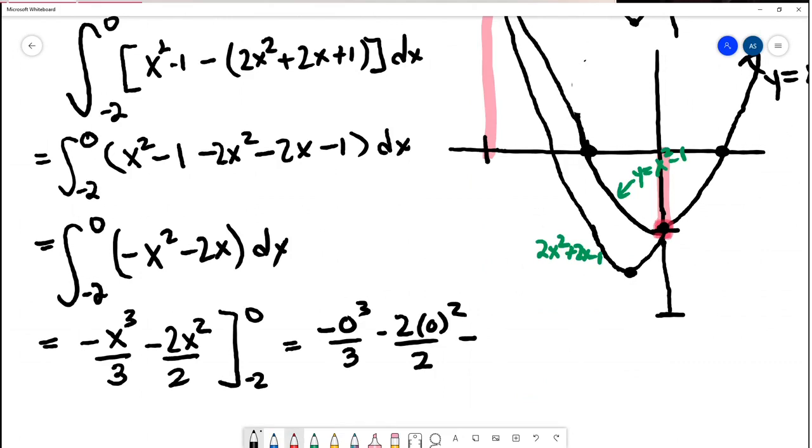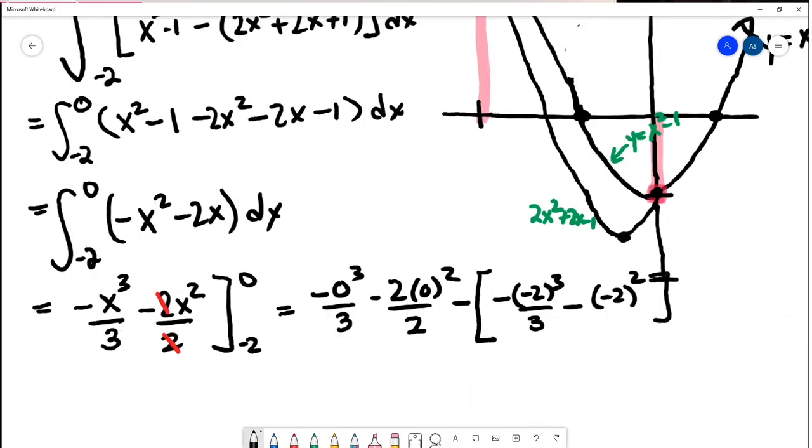minus, I can simplify canceling those 2's, F of -2. I have -2 cubed over 3 minus -2 squared. I have 0 minus -2 cubed is -8. -8 times a negative, +8 over 3 minus -2 squared, that's 4.